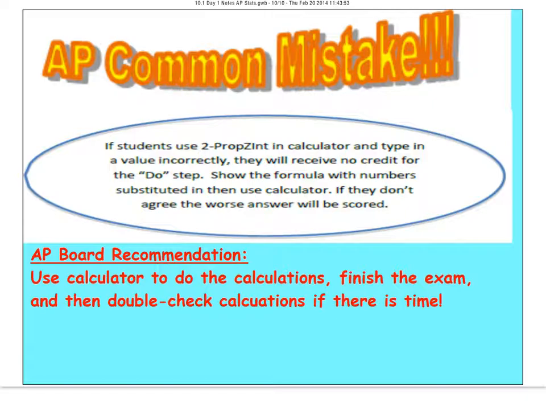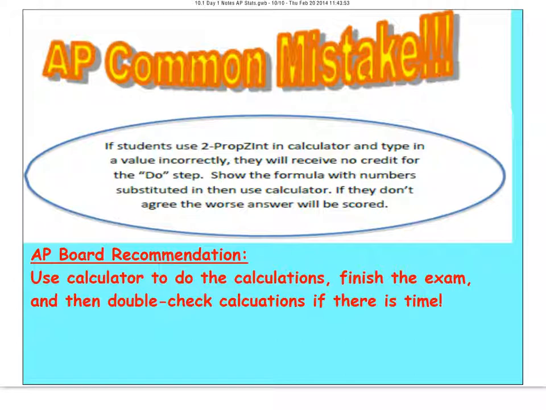Now, I am going to caution you one more time. We've talked about this AP mistake that happens. If you use the calculator for the two proportions interval, which again I recommend that you do, but if you type something in incorrectly, it means you're going to get the wrong answer. If you do that, you will receive no credit for the do step. So they do recommend to show the formula with numbers, then use the calculator. If they don't agree, then it could be scored.